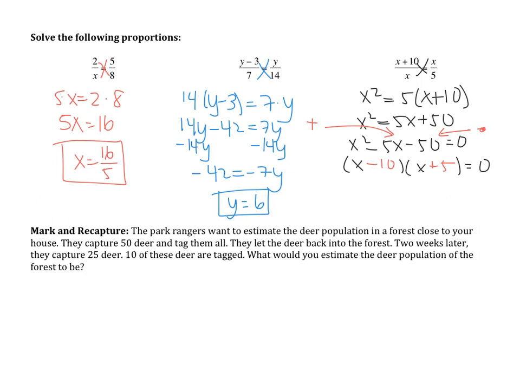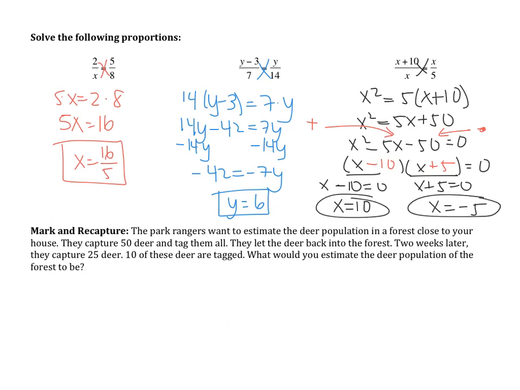Now I set these two parts equal to 0. So I get x minus 10 equals 0 and x plus 5 equals 0. This gives me x equals 10 and x equals negative 5. So in this case, you have two different answers. Now, if you don't remember that, that's okay, but that is a review from Algebra 1. So theoretically, you should know how to solve a proportion like this. So that's just solving straightforward proportions.